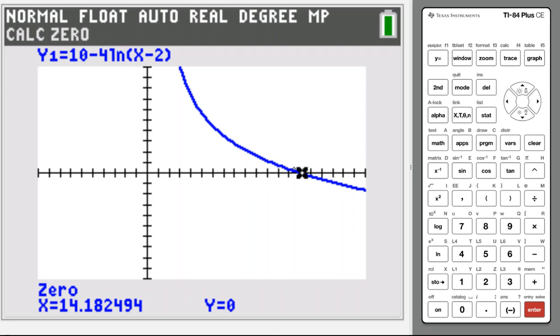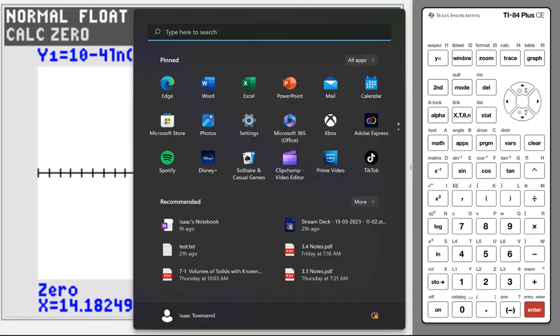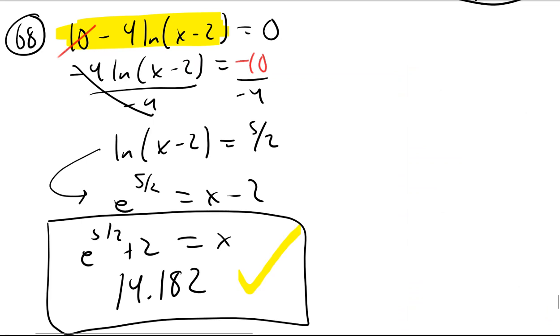And then it's going to bounce that point back and forth until it gets to y equals 0, which is what we were looking for, which comes out to be about 14.182. Which is the same thing that we got algebraically. Okay, any other questions on that?